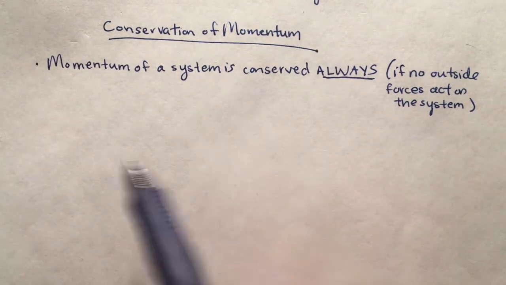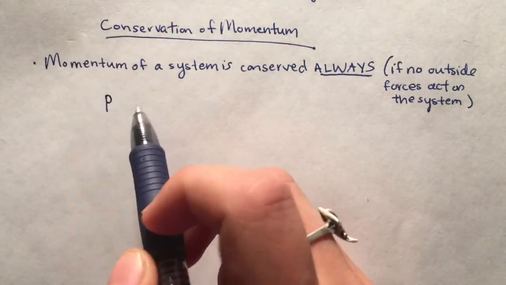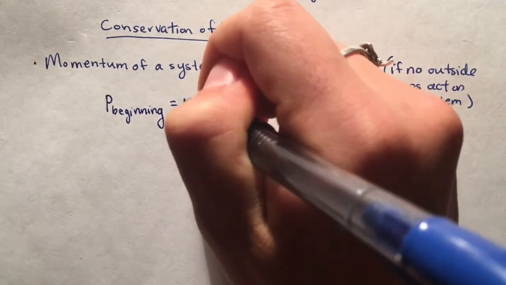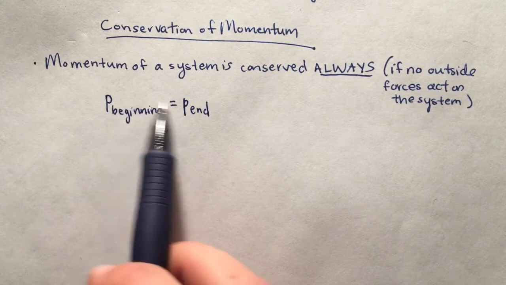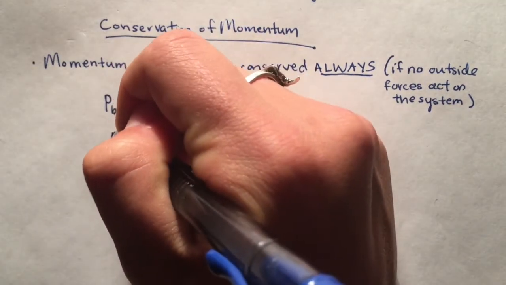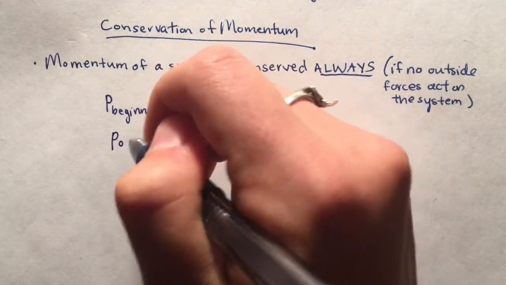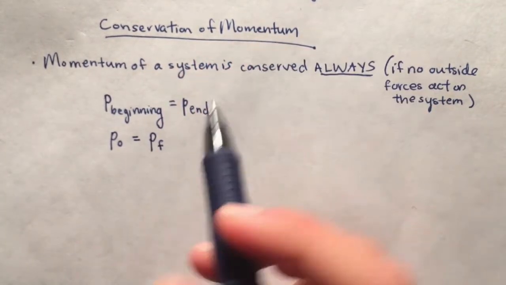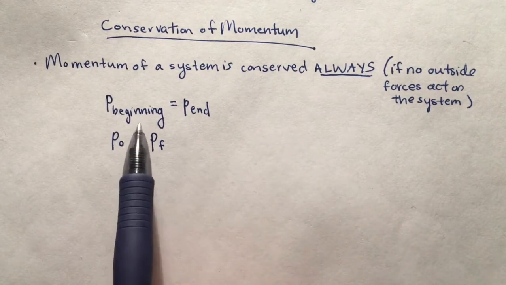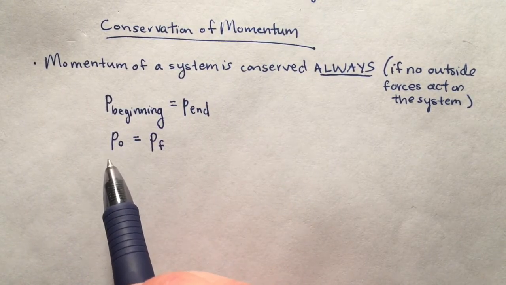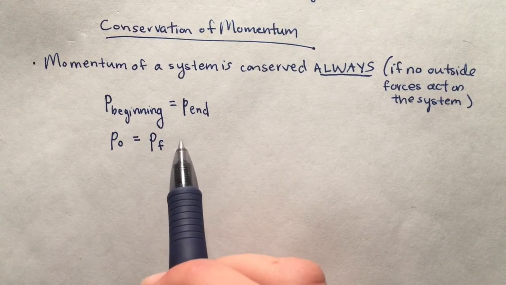How do we write this in terms of variables? Momentum is represented by the letter P. So we can say that the momentum at the beginning is equal to the momentum at the end. What's another way to write beginning for a subscript instead of having to write out beginning all the time? I can write P naught. The initial momentum of the system is equal to the final momentum of the system, and I'm going to write an F subscript for final. So if there are no outside forces, the initial momentum, the momentum at the beginning, is equal to the final momentum, or the momentum at the end.